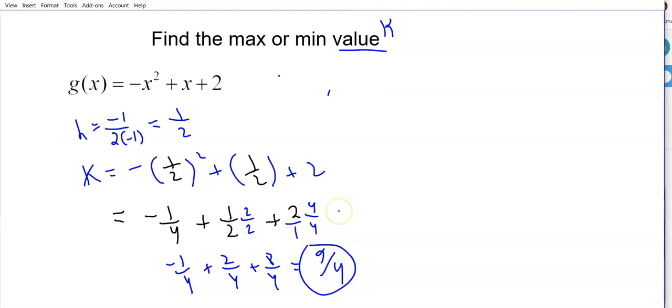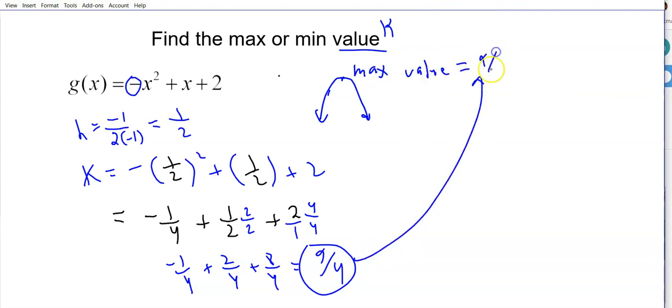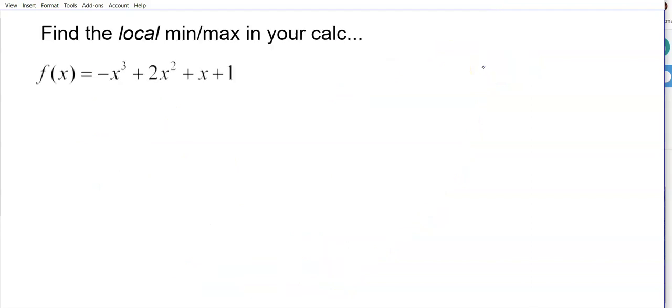So 9/4 is the min or max. Is it a min or a max? Well, look at a. A is negative, so we know this graph is opening downwards, which means this is definitely a max. The max value is equal to 9/4. So you have to identify, is it a min or max? That comes from, is this positive or negative? And then what is the k value? What is that value that the highest the graph goes, which is 9/4?